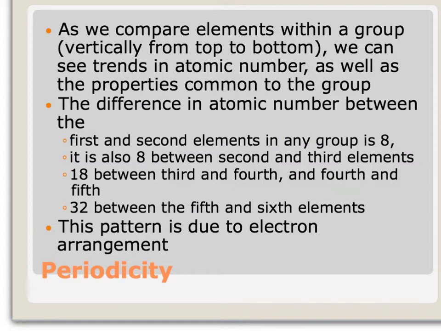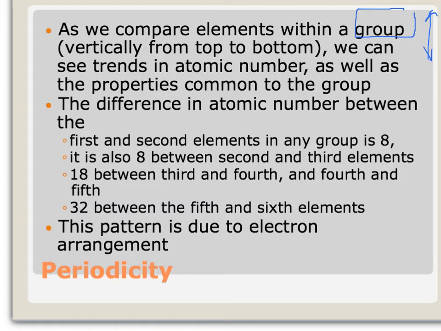So going back to what Mendeleev said about the periodic repetition of properties and characteristics, there are a couple of different ways we can look at this. As we compare elements within a group, so we're going vertically at this point, we can see that there are trends in atomic number as well as properties common to the group.